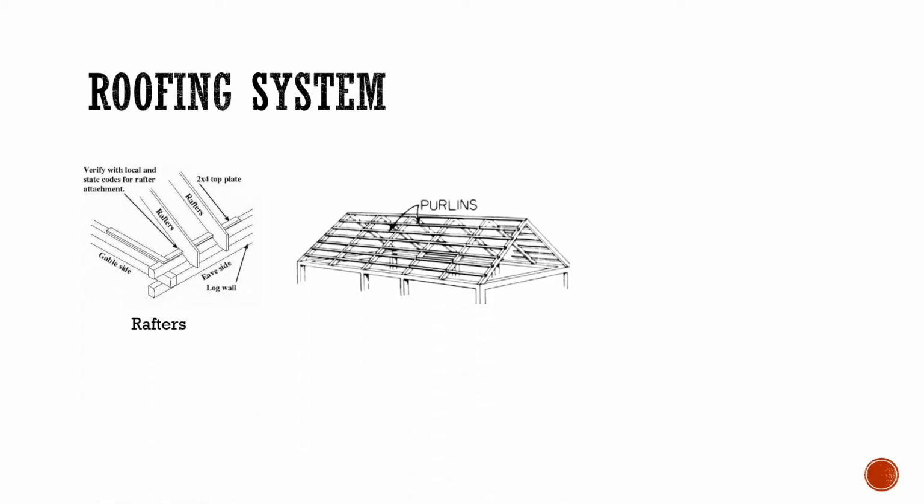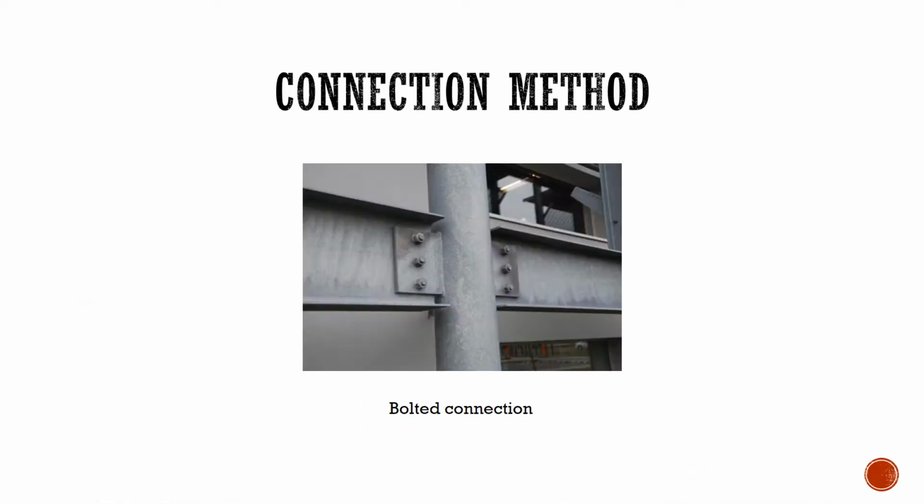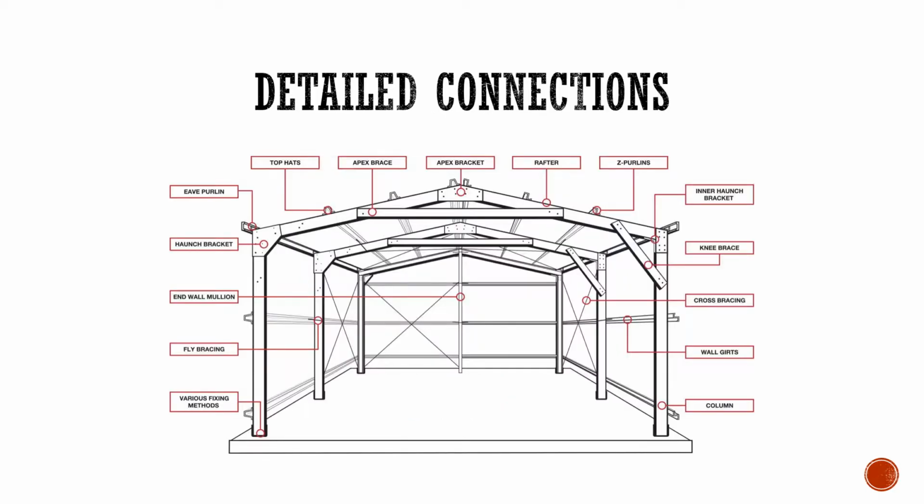For the roof system, members and connections mainly include rafters, purlins, and roof sheeting. The most common way is bolting the members. In the apex of the roof, rafters can be connected by apex brackets. To connect the rafter and column, a haunch bracket, knee brace, and inner haunch bracket can be used.